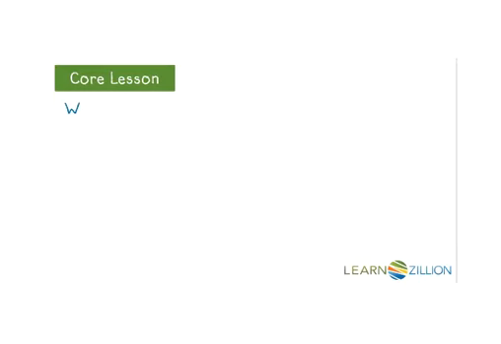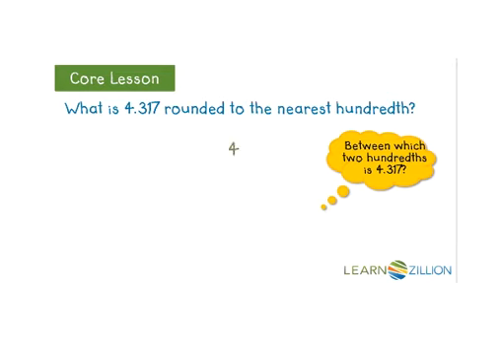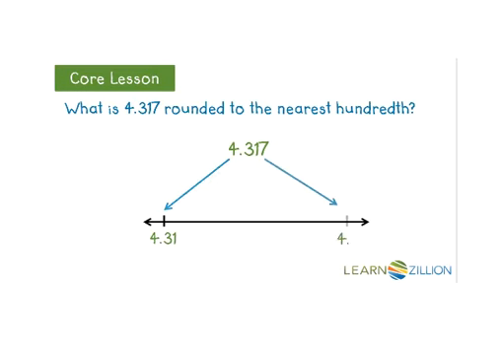What is 4 and 317 thousandths rounded to the nearest hundredth? In order to solve this problem, we need to know between which two hundredths is 4 and 317 thousandths. The hundredths portion of 4 and 317 thousandths is 4 and 31 hundredths. So 4 and 317 thousandths is between 4 and 31 hundredths and 4 and 32 hundredths. Let's use our number line to help.